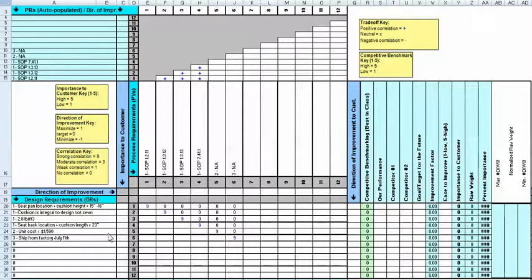As with the other houses, we notice here on the left-hand side that in this case, the design requirements are pulled in from the previous house, and then for each one, we identify at a minimum one process requirement.